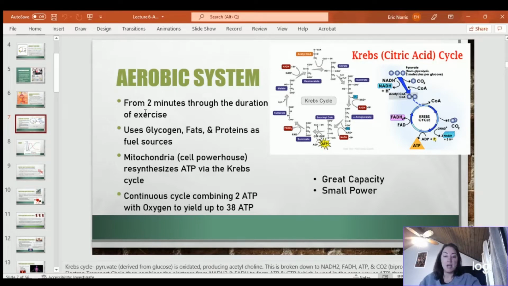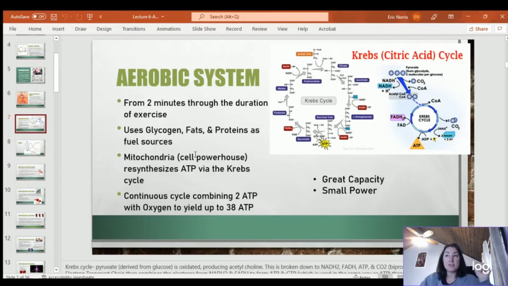It starts around 2 minutes of activity, and then it continues throughout the entire duration of your activity. So this is more your endurance type of system. And the reason it starts 2 minutes in is your breath has to catch up, and you have to start breathing a little heavier in order to allow enough oxygen to kick this system into gear.